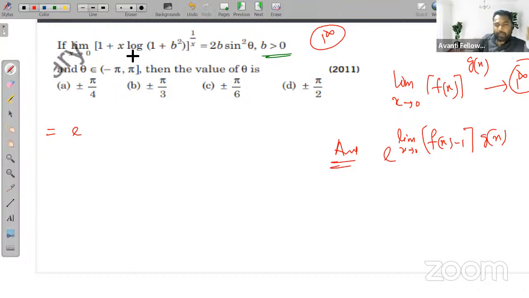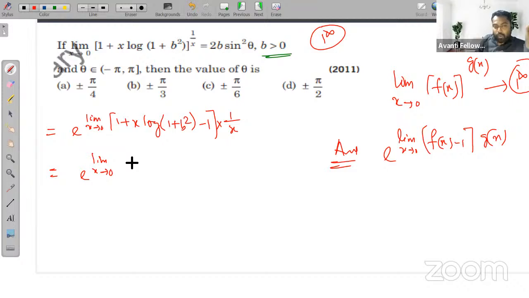f(x) is, I'm taking here, limit x tends to 0 of (1 plus x log of (1 plus b square)) raised to the power of f(x) minus 1 into g(x), and g(x) is 1 upon x, right? So what you are getting, limit x tends to 0, the 1 cancels out. Oh wow. So this limit x tends to 0, x log of (1 plus b square) into 1 upon x. Again x also cancels out, right?